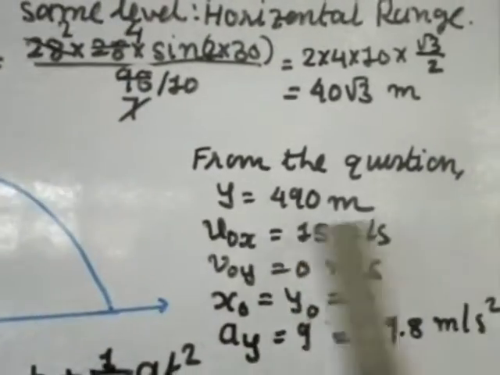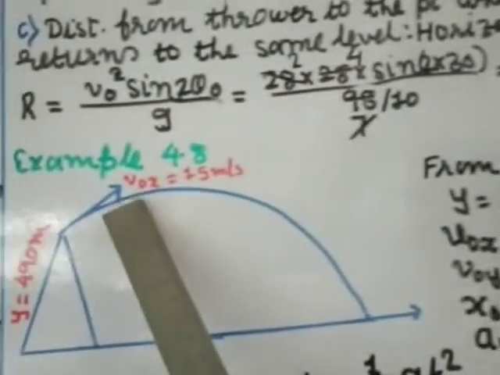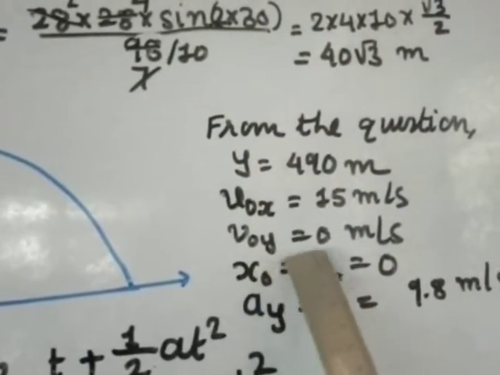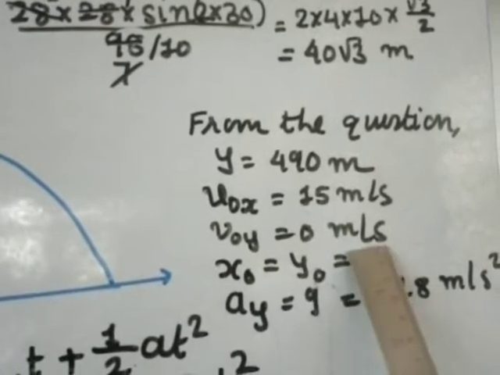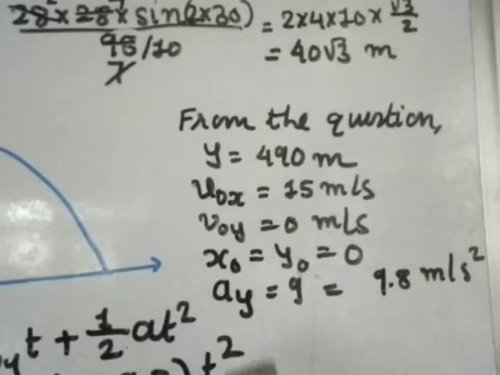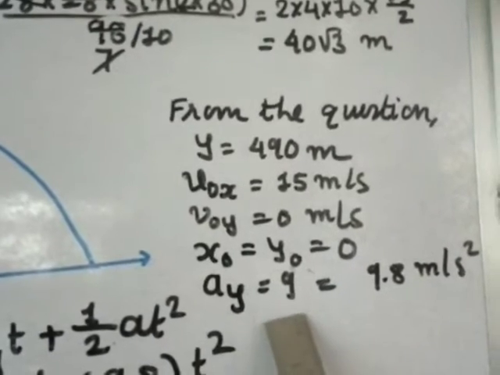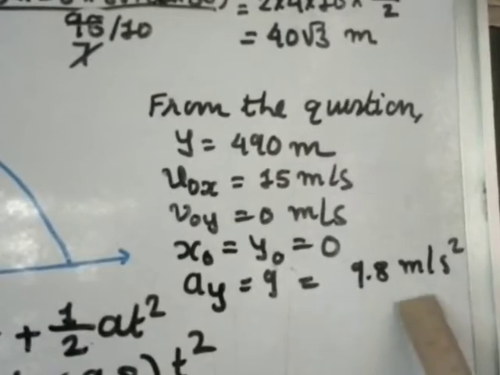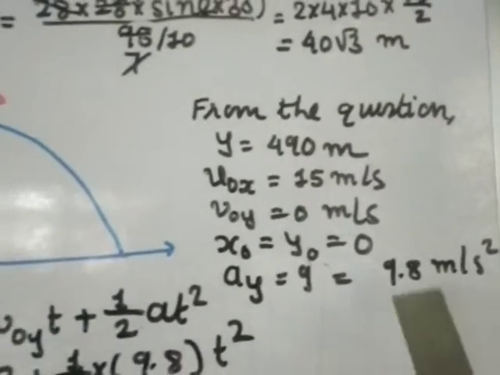From the given question, y is equal to 490 meter, the height of this cliff. Then the initial velocity v naught x is 15 meter per second, and v naught y equals 0 meter per second. x naught, y naught equal to 0. Initially we will consider it as 0, and ay is equal to g, the acceleration due to gravity, which is 9.8 meter per second square. So this is what is given.